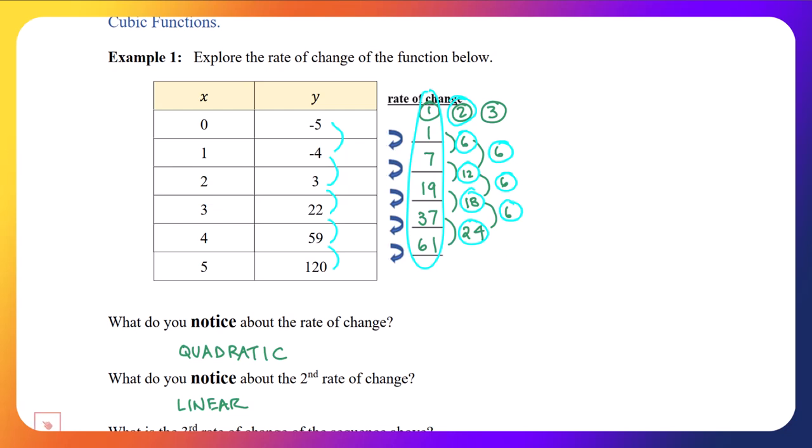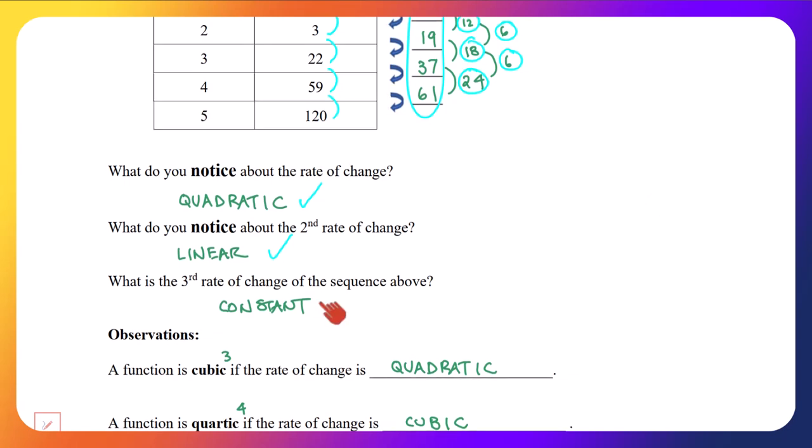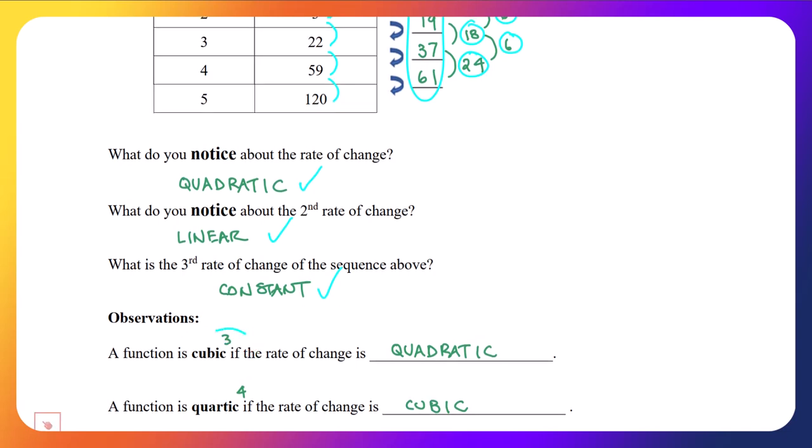So since the first rate of change was linear, it's a quadratic. The second rate of change is linear, which is why we say it's a quadratic. And the third, we can say, is constant. So if something is third degree, the rate of change or difference is quadratic. If it's quartic, which is fourth degree, the rate of change is cubic. So it's always one less.